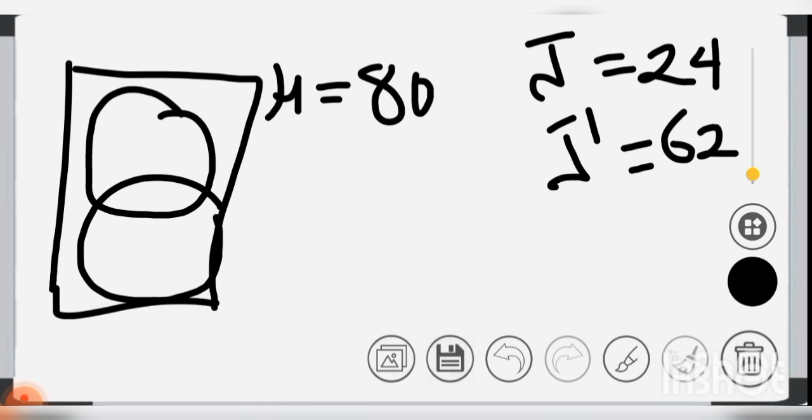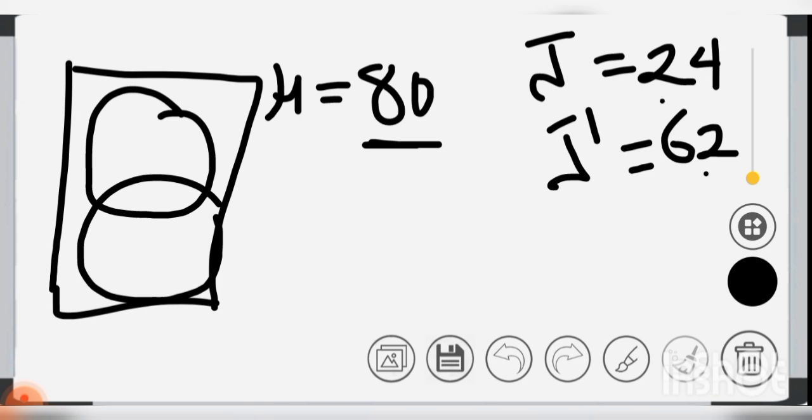So remember, how many car owners do we have there? We have 80 car owners. Out of this 80, 24 own Jeeps, 62 own cars that are not Jeeps. Now let me first of all add these car owners inside this place together to see what we are going to have. That would be very nice to do. So let's add to see what we're going to have.